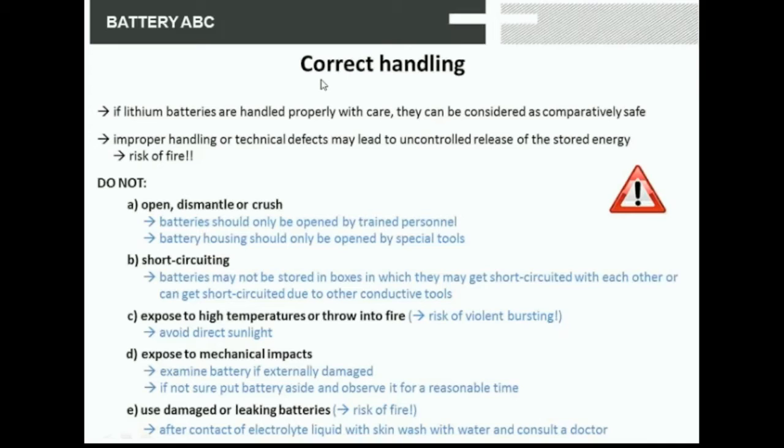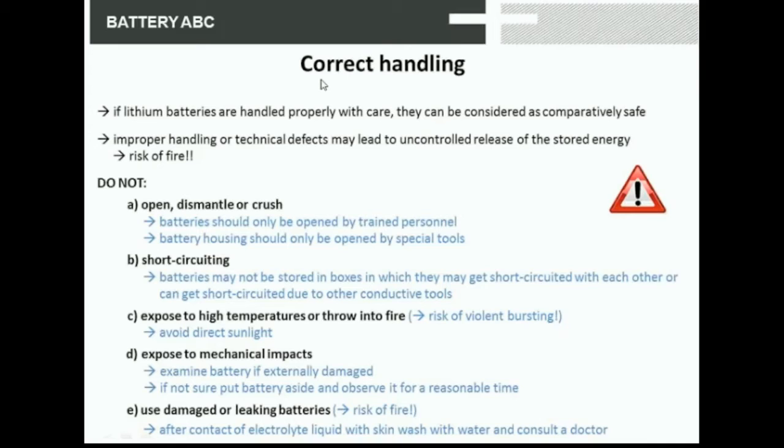Please never open or dismantle or crush a battery. Batteries should only be opened by trained personnel. Do not short circuit a battery. In best case, only the fuse blows. But you will find batteries around which do not have a proper fuse. Please do not short-circuit batteries.